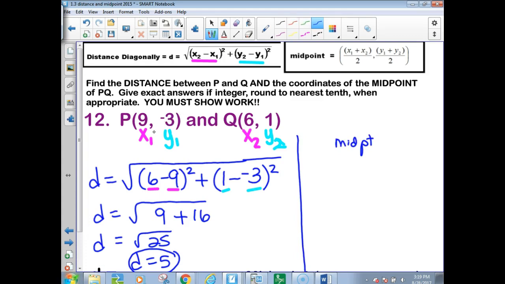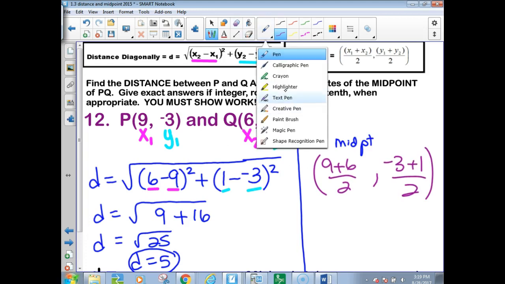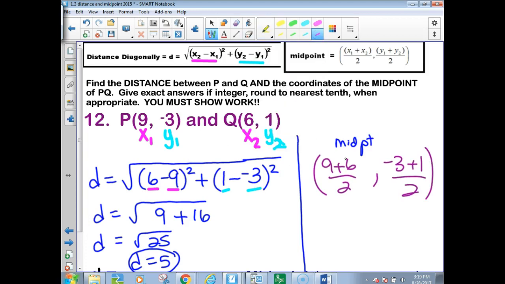I'm still going to work the same values, x's I'm going to put together, but this time midpoint tells me to add. So I'm going to add my x's: 9 plus 6 divided by 2. And then I'm going to do my y's: negative 3 plus 1 divided by 2. And again, if I want to show that, these were my x values, these were my y values. I add when I do midpoint, and then divide by 2.